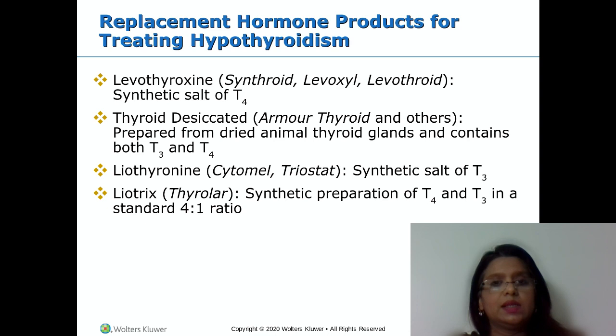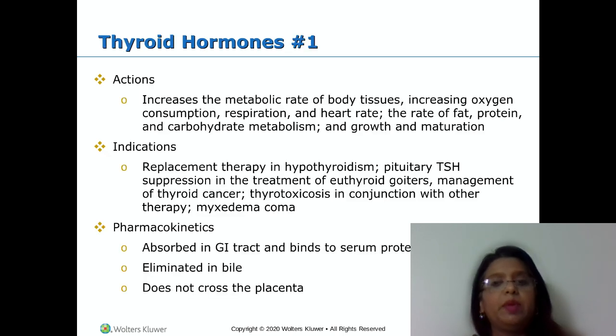Replacement of thyroid products. Sometimes when the body's not producing enough thyroid hormone, we replace it with medications such as Synthroid, which is an artificial product, levothyroxine, a synthetic salt of T4. Thyroid armor is prepared from the dried animal thyroid gland, and it contains T3 and T4. Then synthetic salt of T3, and synthetic preparation of T4 and T3 in a standard 4:1 ratio. So technically these are synthetically prepared T3 and T4.